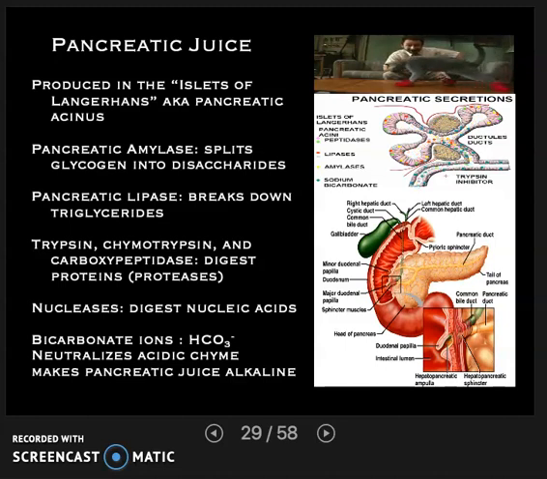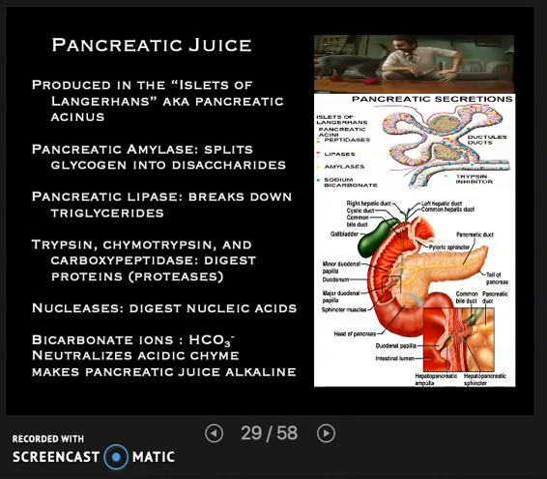Pancreatic juice produced in the islets of Langerhans, right? Also known as the pancreatic acinus. And an acinus is just a sac. We're going to see acini in the liver as well. And you should be able to tell me what these enzymes do.